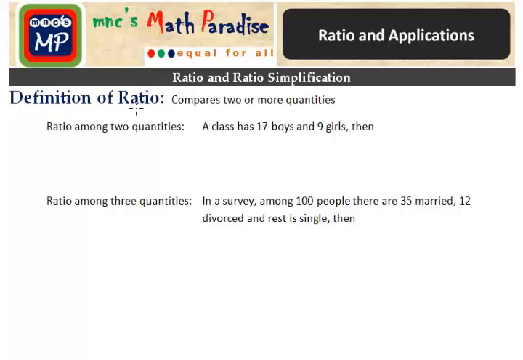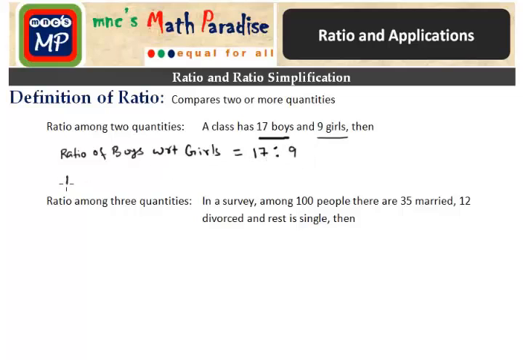Let us define ratio using these two examples. Here, a class has 17 boys and 9 girls. So if we write the ratio between boys and girls, that is ratio of boys with respect to girls, that can be written as there are 17 boys, so 17, 9 girls, and ratio between two quantities is shown using this colon sign. So the ratio of boys with respect to girls will be 17 ratio 9.